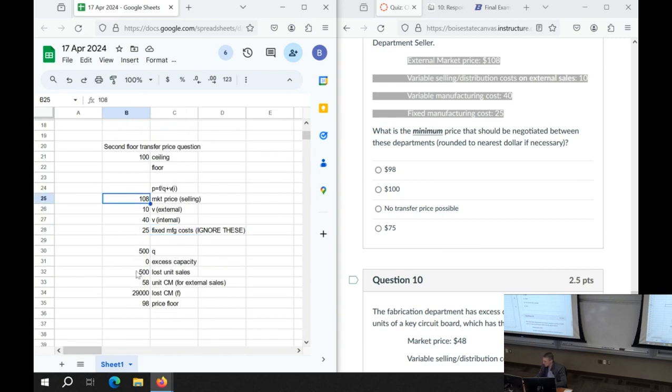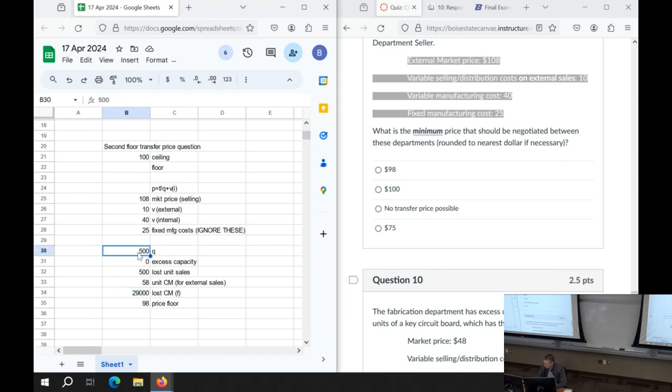Got the market price. So we're going to kick out 500 units worth of customers. Our unit contribution margin is 108 minus the 50, which is the sum of these two. So we end up with 58. That makes sense. And so $58 of contribution margin lost per unit sale lost times 500 unit sales that are lost to fill the demand from the buying department gives us $29,000 of lost contribution margin. That's the F in the equation.